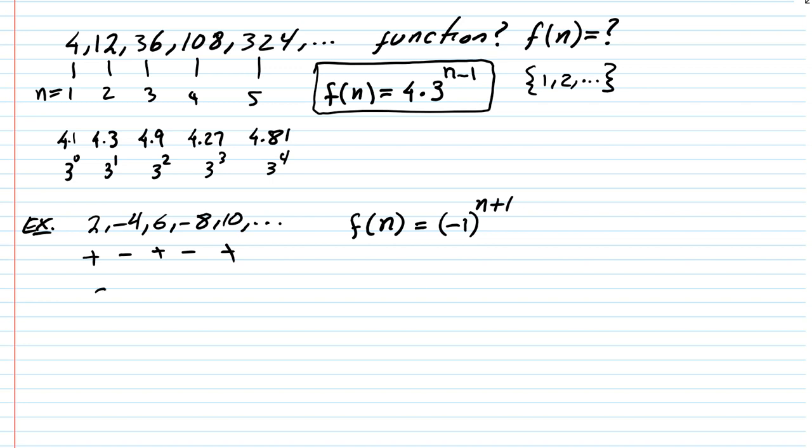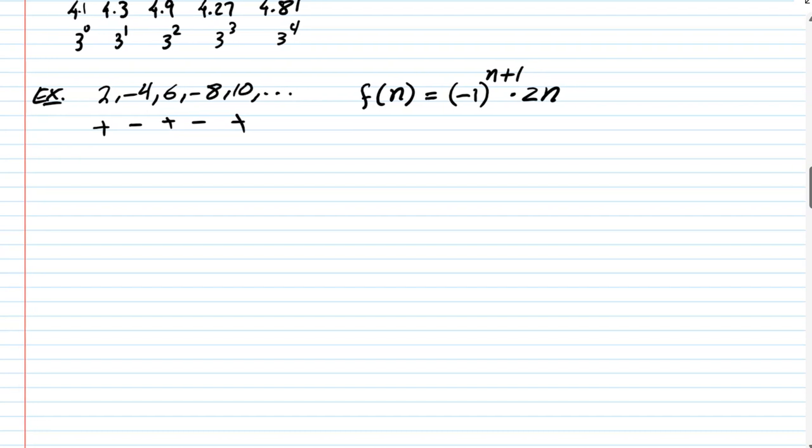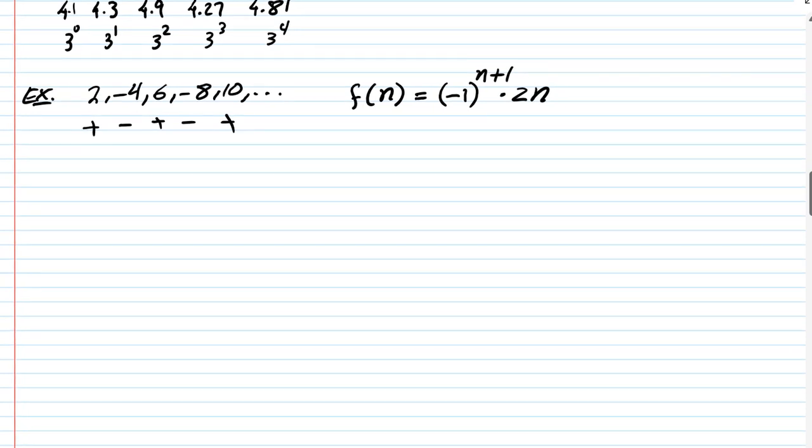And then I'm actually going to now focus on 2, 4, 6, 8, 10, all as positive terms, right? Now remember, when n is 1, you get 2. When n is 2, you get 4. When n is 3, you get 6. And 4, you get 8. And 5, you get 10. So I guess if I multiply each of those by 2, then I get the sequence of even numbers. And there you have it. That'll be the formula for this sequence of alternating even numbers that start at 2.